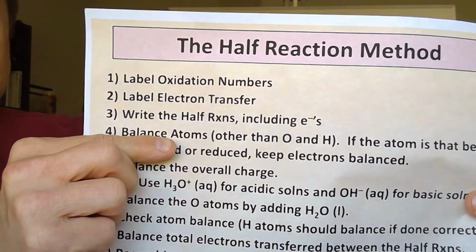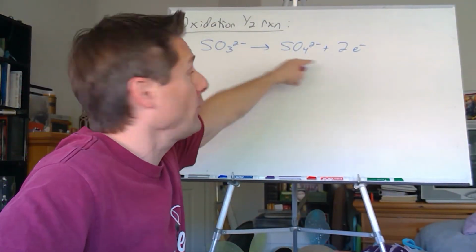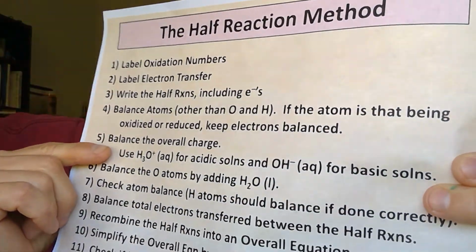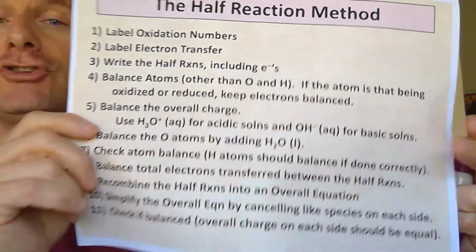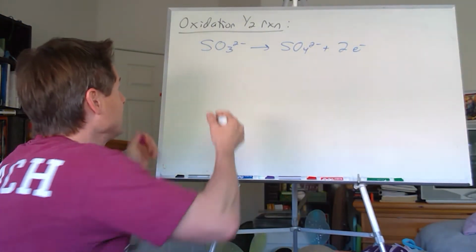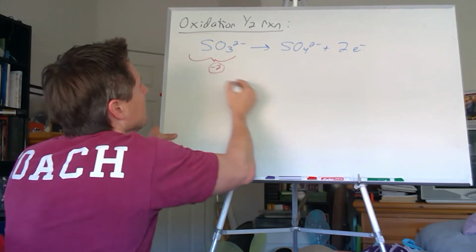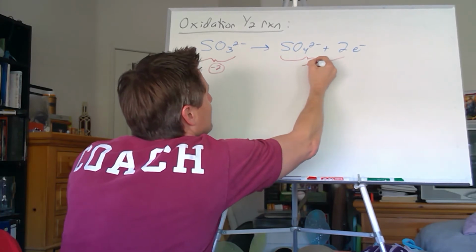Now balance all atoms other than oxygen and hydrogen. Don't worry about the oxygens. 1 sulfur, 1 sulfur. Yay! Done with step 4. That's my favorite step. Number 5, balance the overall charge. Since this is in basic solution, we're going to use OH minus like we did last time. So this side has 1 sulfate for a -2. This is a -2 plus 2, so this side's a -4.